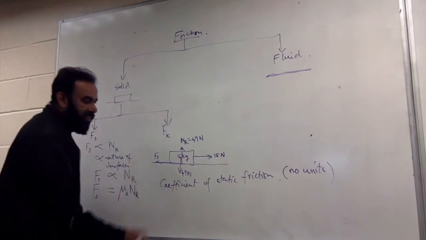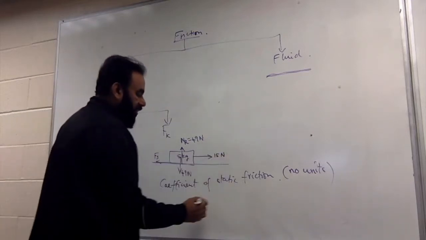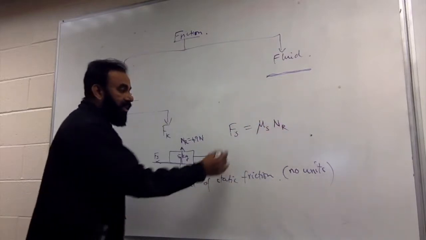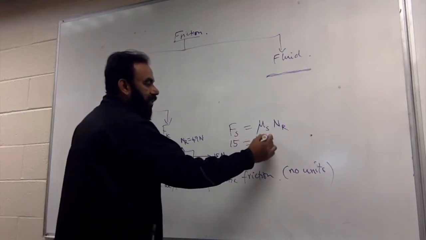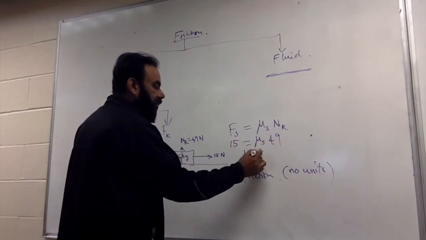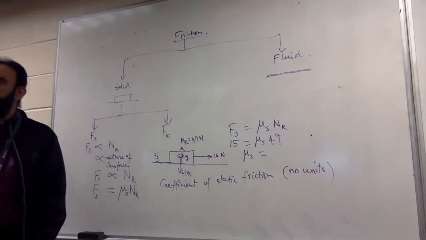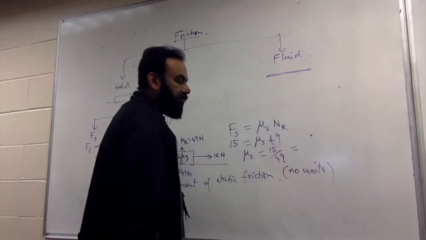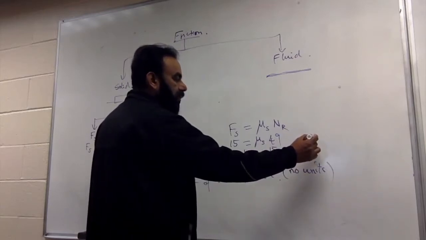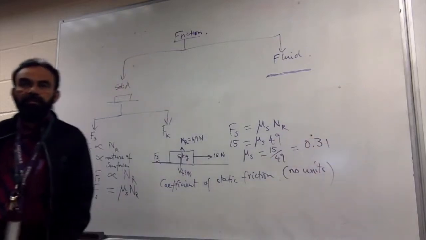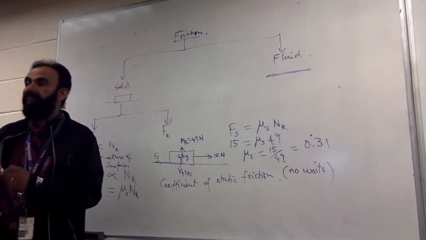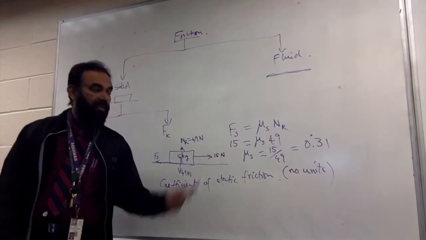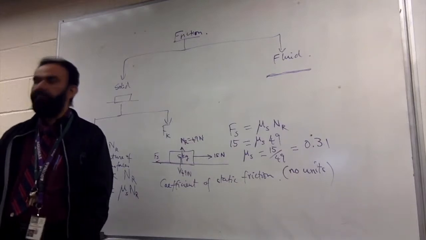So how much is the static friction? 15. So Fs is equal to mu s times normal reaction. Substitute: 15 is equal to mu s times 49. So what is mu s? 15 over 49, which in decimals is 0.31. What is 0.31? It is the coefficient of static friction between the book and the table. Make sense? That's the coefficient of static friction between the book and the table.